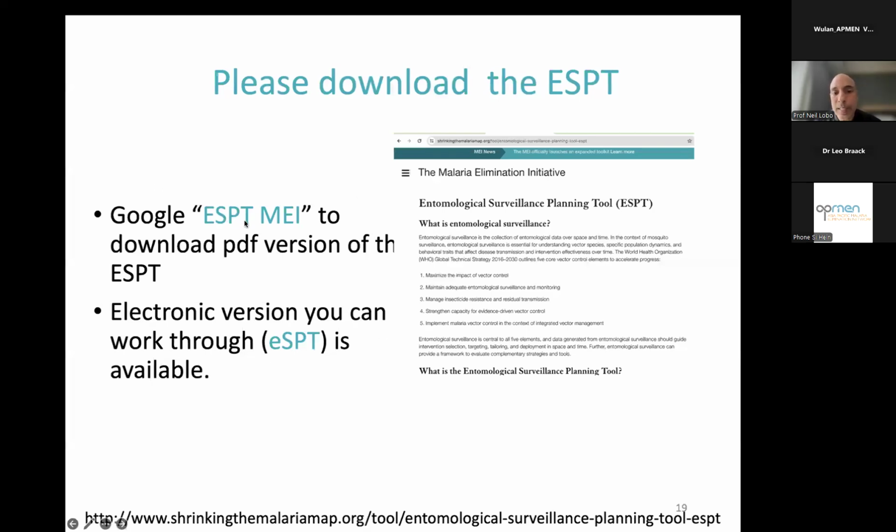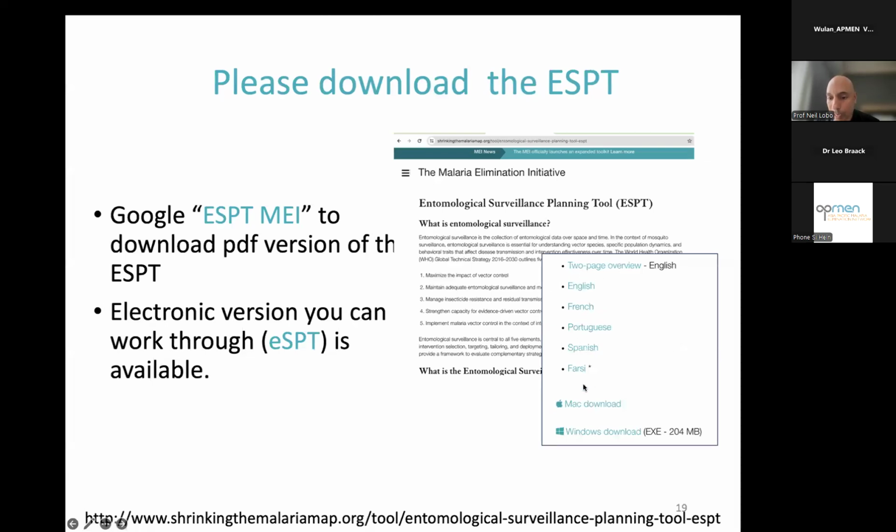When you Google ESPT MEI, you should get to this page, and then it'll ask you what language you want to download. And if you wanted to download the Mac version of the ESPT ICT, you click on that. If you want to download the Windows version, you click on that. All this is, of course, free. And it would be really great if you glance through it, so you're ready for working through this in 3 days on Thursday.